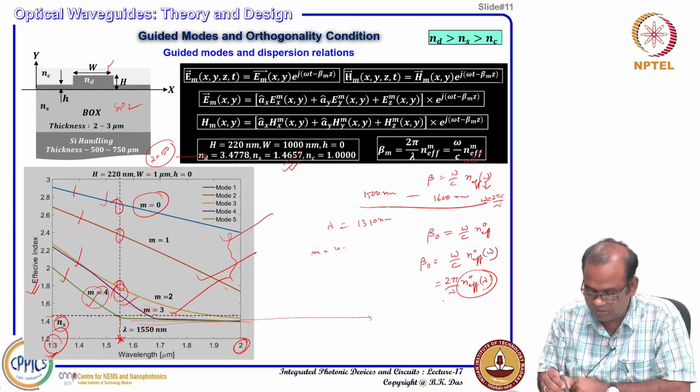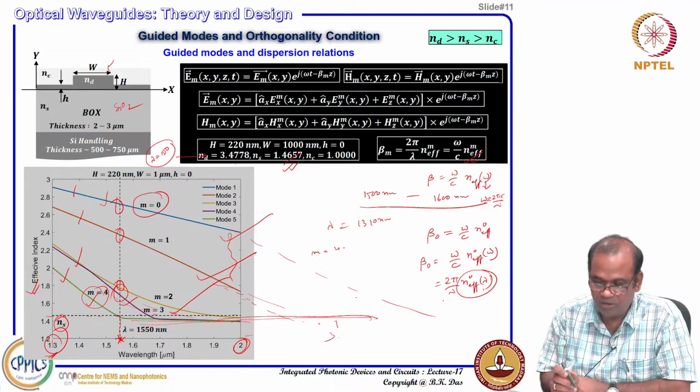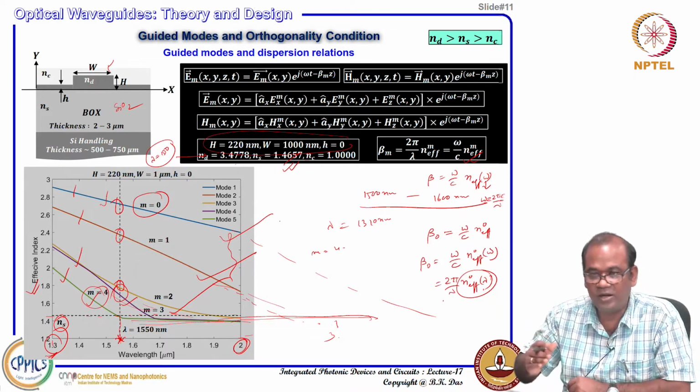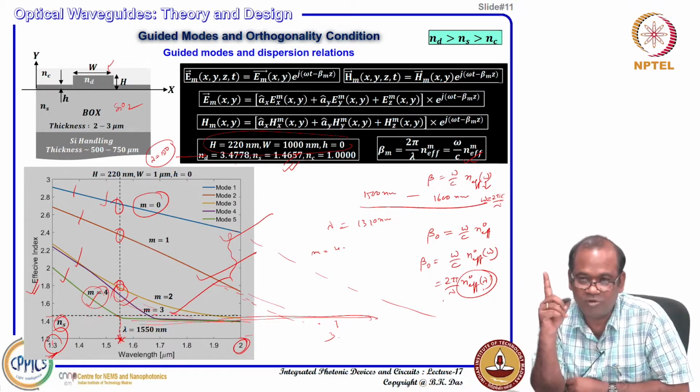So, if you see, this trend will be coming like this. After a certain value, maybe 3.3 micrometer, here you will see it will become single mode. So, if you consider these waveguide parameters and if you operate beyond 3 micrometer for example, then it can be a single mode waveguide.